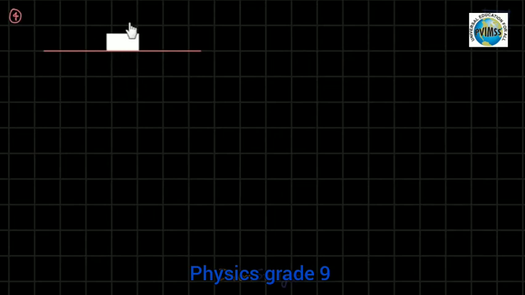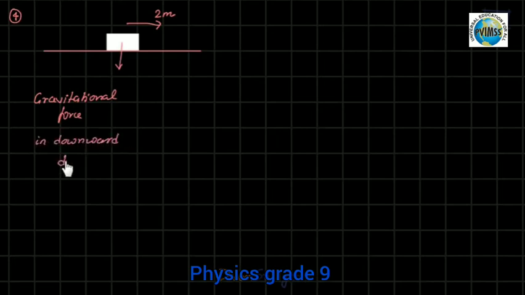Suppose here a block is again lying on the ground and it is moving through 2 meters, whatever the reason is, and a force is acting on it in the downward direction. Okay students, what is the force? Gravitational force is acting on it in the downward direction. You have studied this force in the previous chapter.